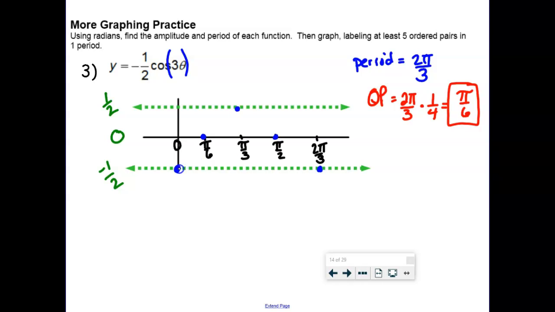I don't know about me graphing this one, guys. Let's see. Okay, got a little weird. Finish strong, though. That's what's important.